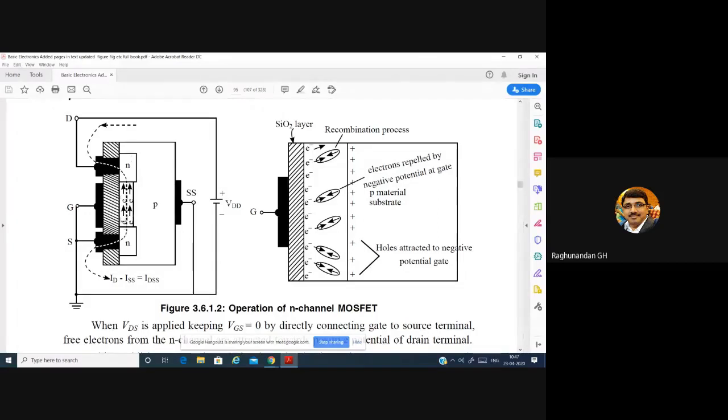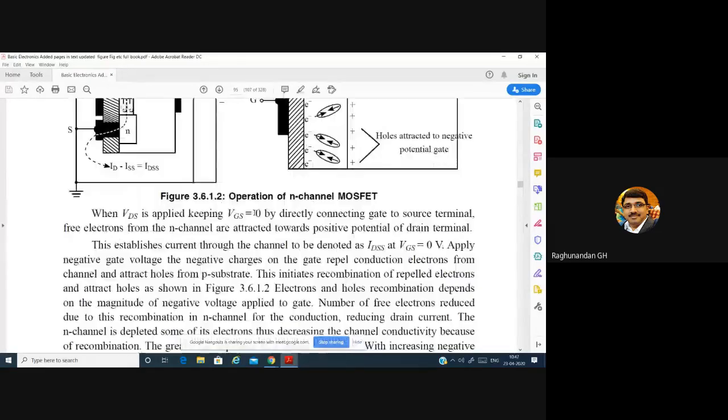Some more electrons start flowing. Whatever electrons were there also get attracted and start flowing towards this. Because of the movement of these electrons, there will be some amount of current flowing in this drain circuit. So this constitutes current.